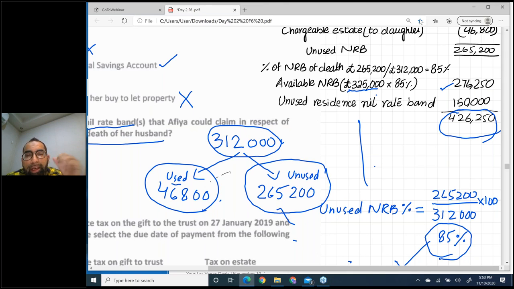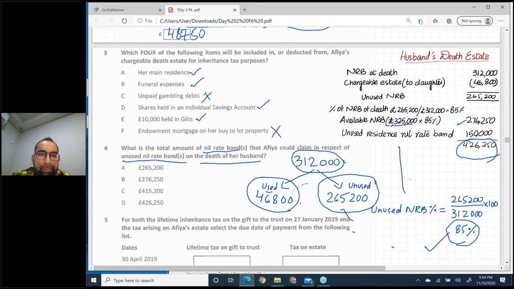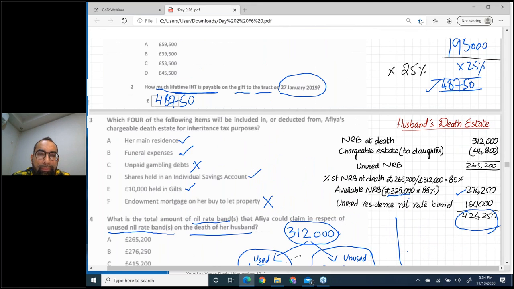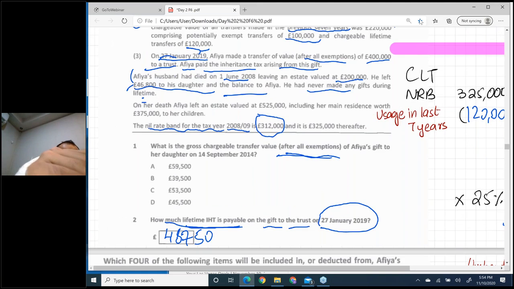Okay, the total NRB. Now the question is, did Afia herself meet the condition of residence NRB? Yes. You can read the question. Let me show you. See these lines. On her death, these lines, see.